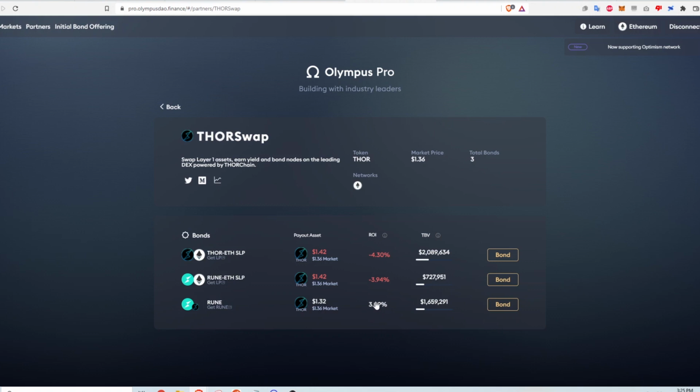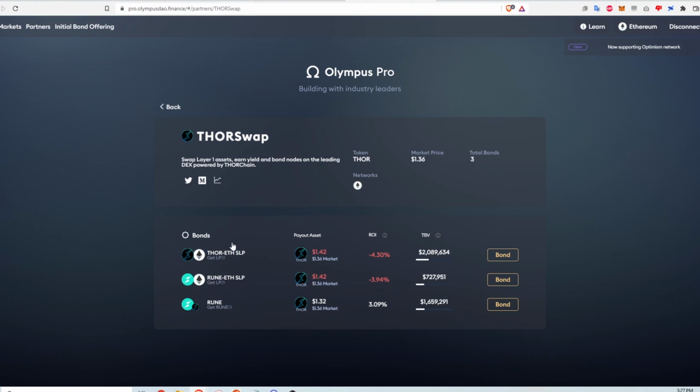So what this means is I will have a 3% discount on the market price of Thor if I give RUNE to the ThorSwap protocol in return for Thor tokens. And TBV is the total bonded value. It indicates how much value has been bonded in the respective bonded assets. And why would ThorSwap do this? It's basically a fundraising mechanism.